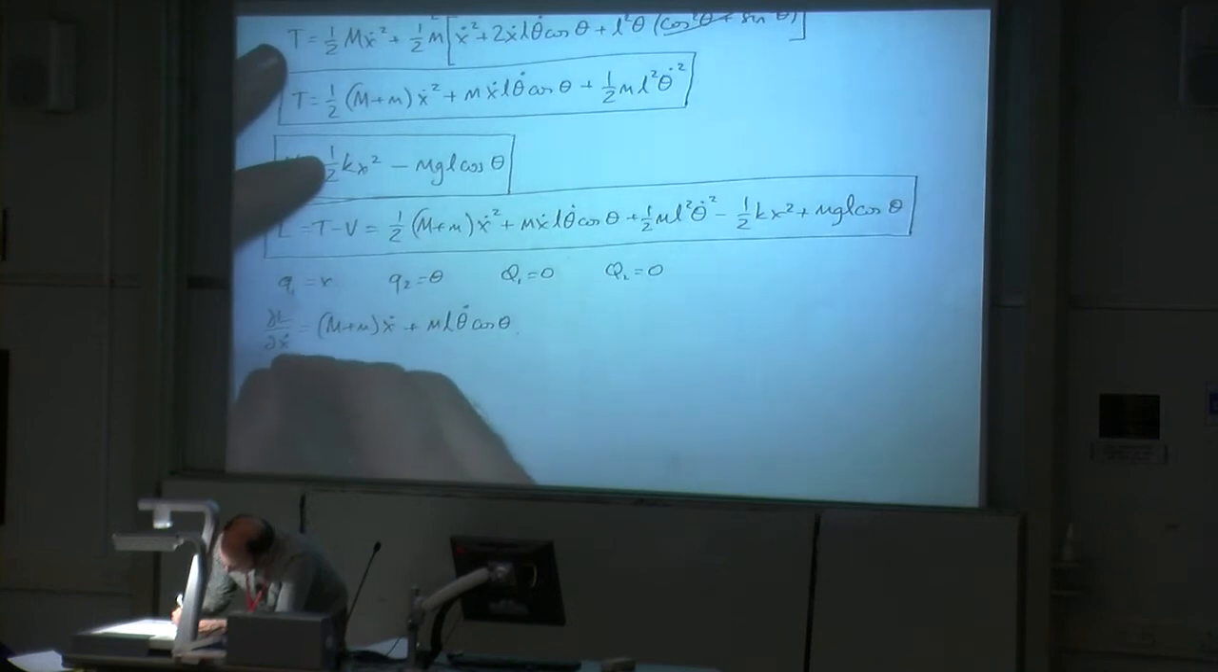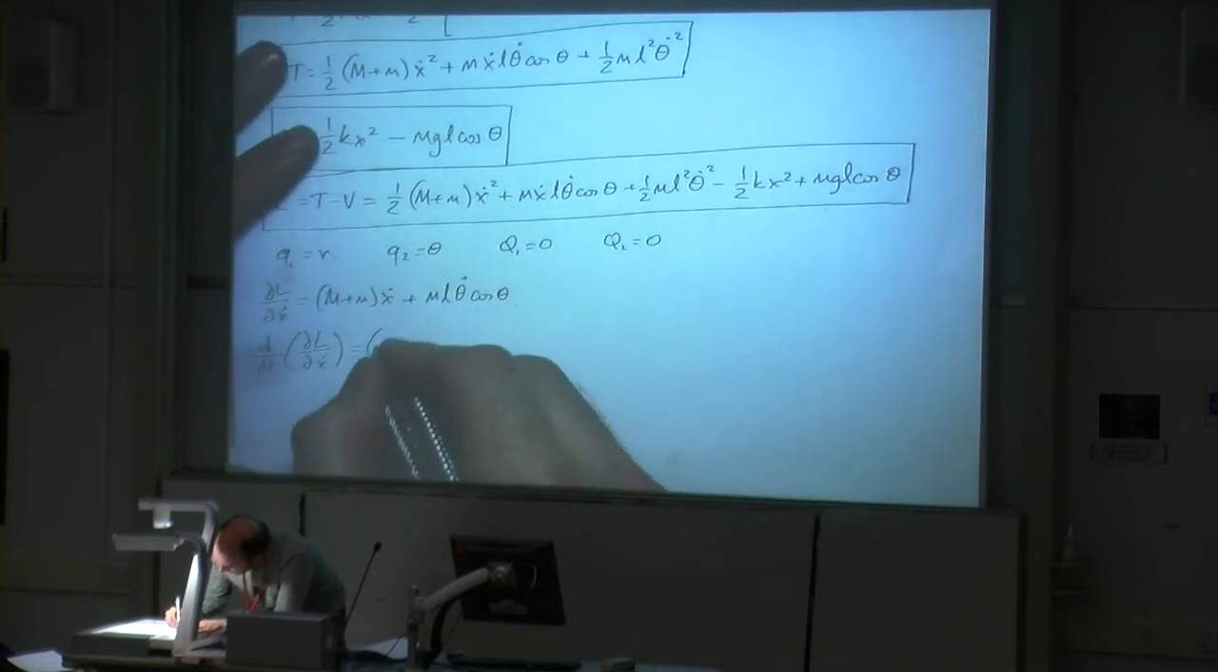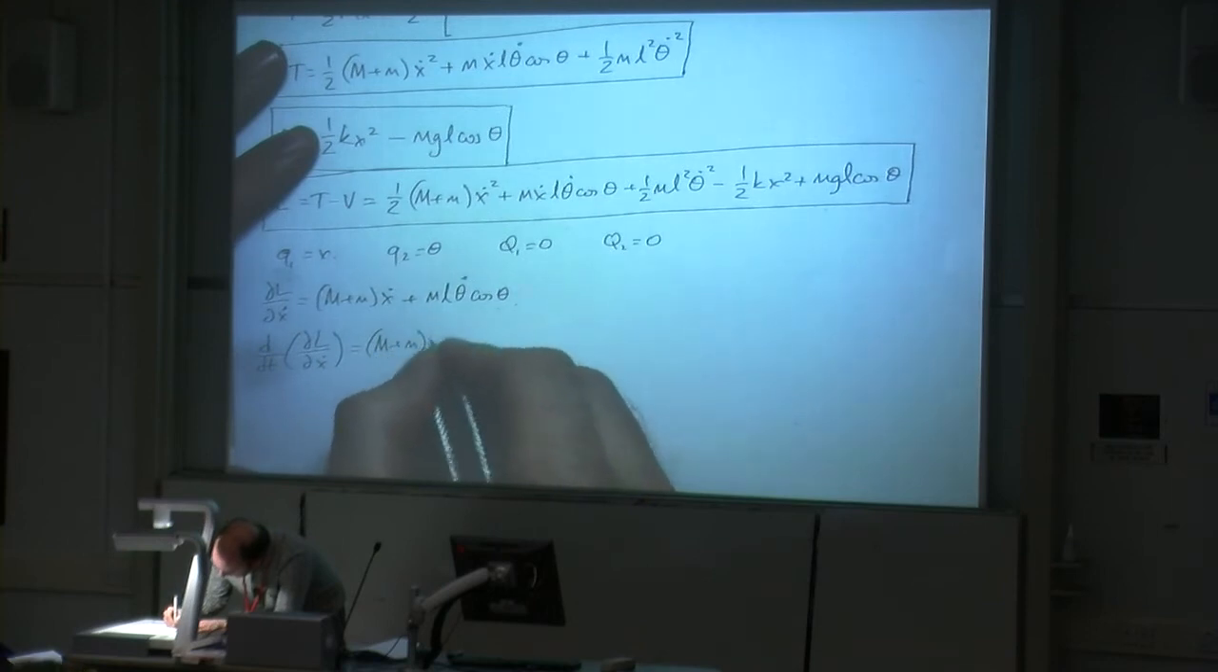You then have to take the time derivative of this. So d by dt of dL over dx dot. Well, this one just becomes big M plus little m x double dot.